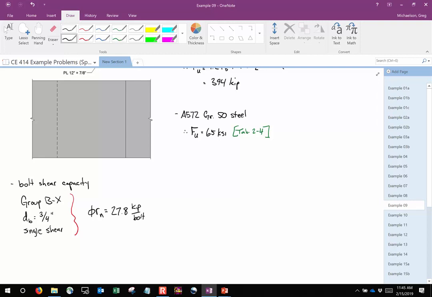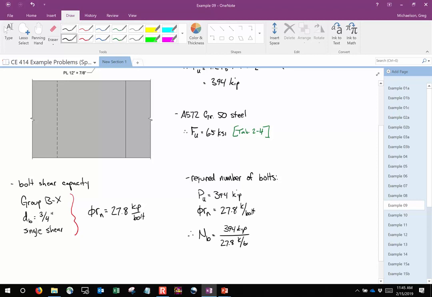Okay, so watch this. We know that PU is 394 kips. We know that phi RN for a single bolt is 27.8 kips per bolt. So how many bolts do we use? We just say 394 kips over 27.8 kips per bolt. And what does that equal? There we go.